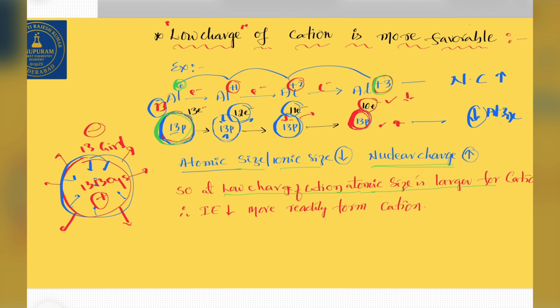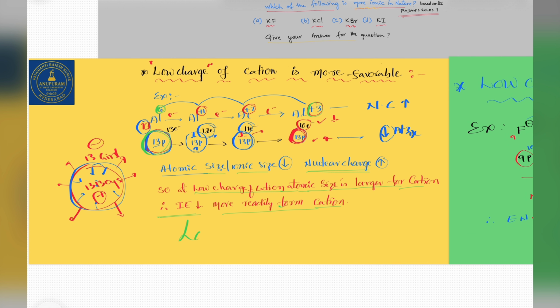Atomic size is larger for the cation. Therefore, it has less IE and more readily forms a cation. Therefore, we select low charge. Low charge is favorable. At low charge, atomic size is more and ionization enthalpy, IE, is less. These two conditions are more favorable for the formation of cation. That cation participates in ionic bonding.